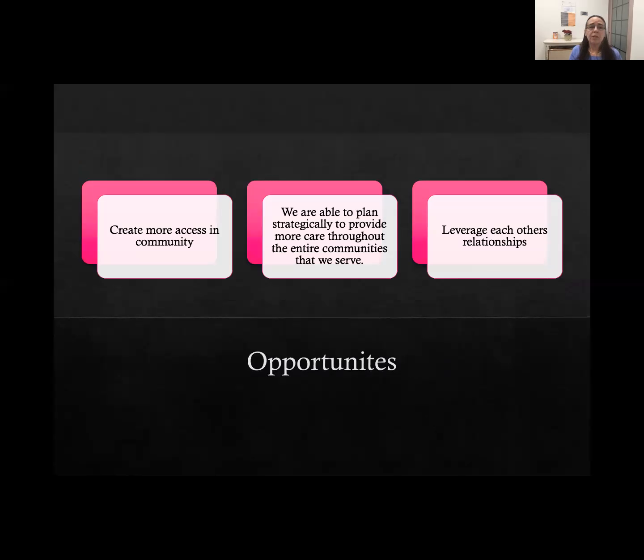Okay, opportunities. The opportunity that we have is to create more access in the community. We are able to plan strategically to provide more care throughout the entire communities that we serve, and we can leverage each other's relationships. For example, our working with the counties. The county is able to do certain things that we're not able to do, and we're able to do certain things that the county isn't able to do. A lot of it is because of rules and bureaucracies. One example is that we can bill for services, but the counties cannot. In the first grant that I worked on with Dr. Fine, Healthy Kids, Healthy Teeth, quite a long time ago, the county had the infrastructure for the project to go out into the schools, but they didn't have the providers.